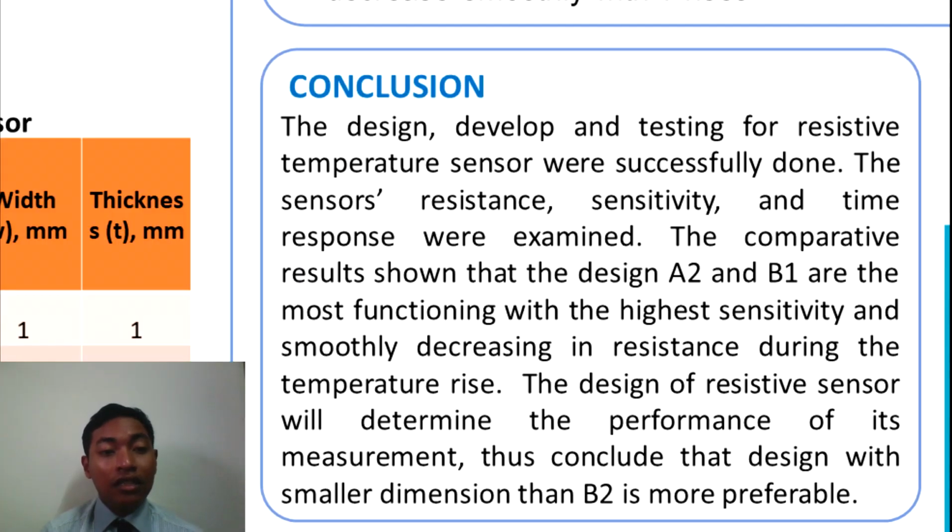In summary, the design, develop, and testing for resistive temperature sensor were done successfully. The sensor's resistance, sensitivity, and time response were examined. The comparative results show that the design A2 and B1 are the most functioning with the highest sensitivity and smoothly decreasing resistance during the temperature rise. The design of resistive sensor will determine the performance of its measurement, thus conclude that design with similar dimension than B2 is more preferable.